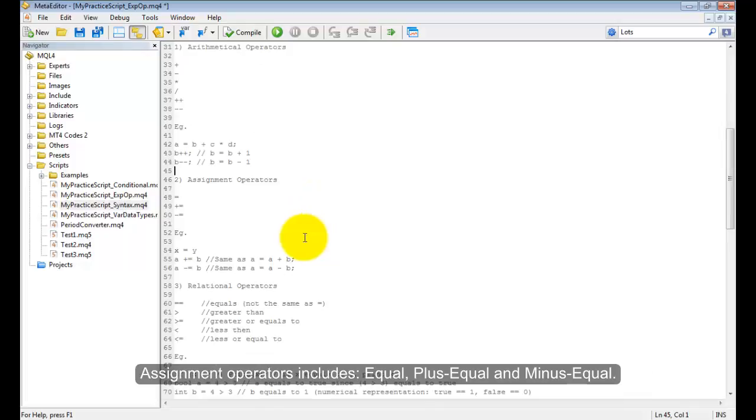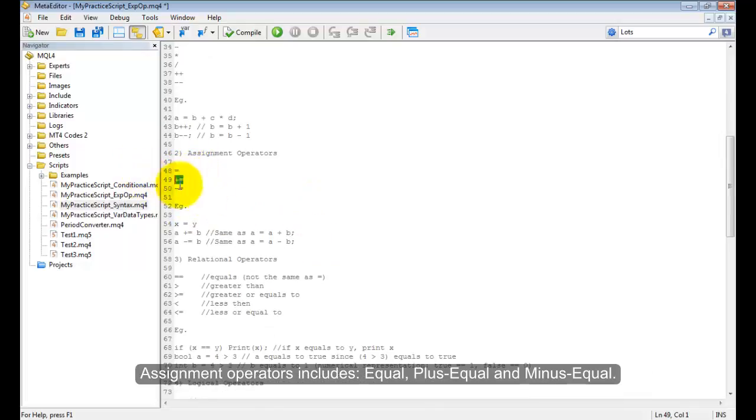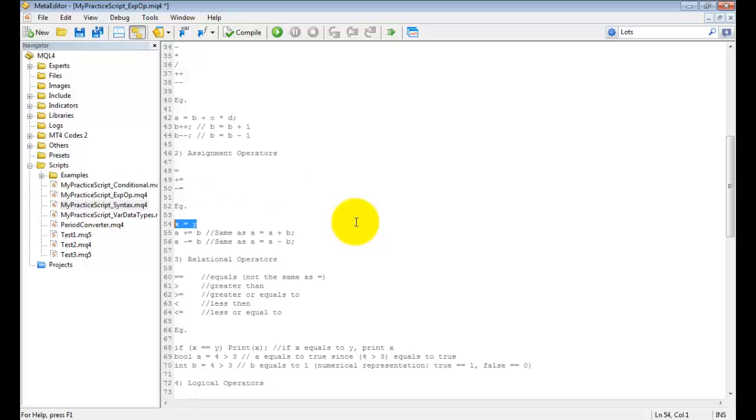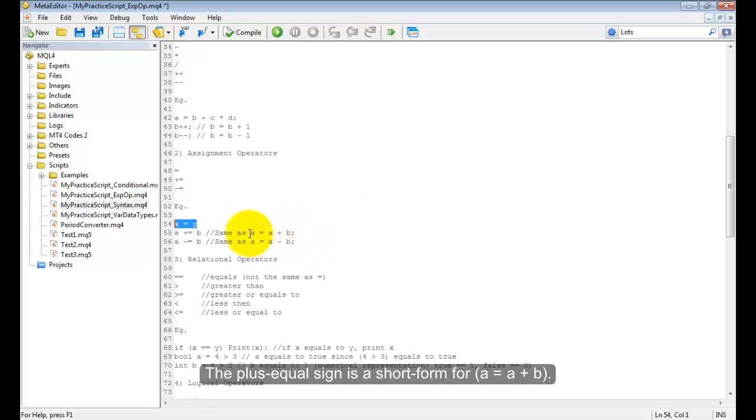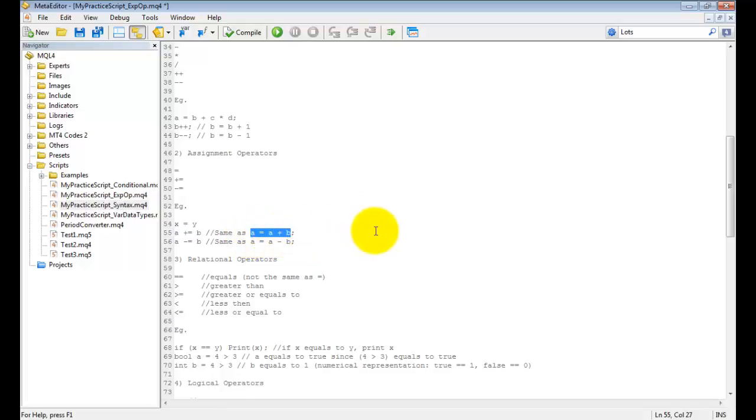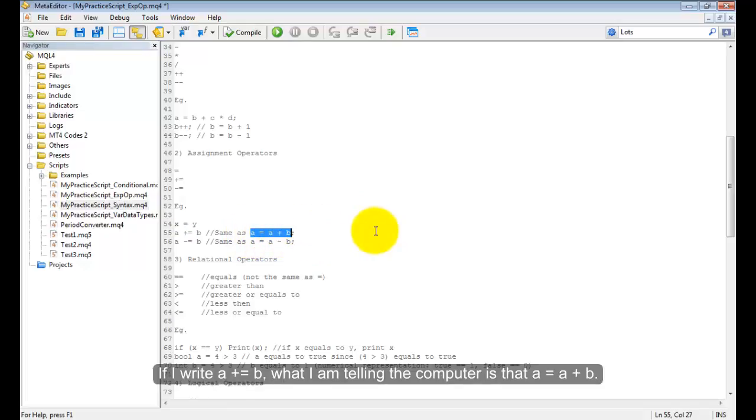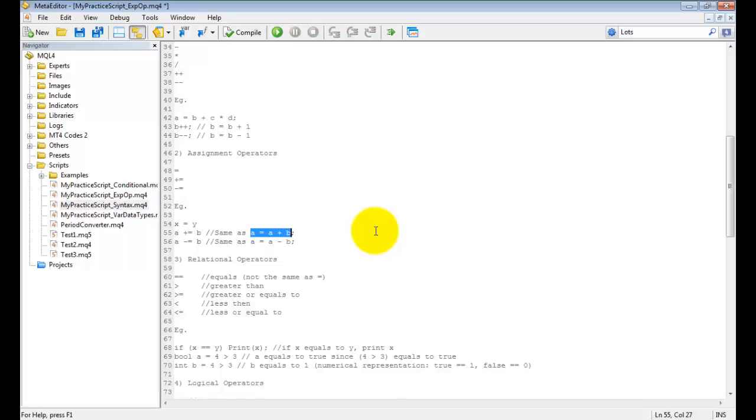Assignment operators, our equal, plus equal, and minus equal. So the equal sign will mean assign the right hand side value to the left hand side. The plus equal sign is actually a short form for this. If I put a plus equals b, what I'm actually telling the computer is a equals to a plus b. Same thing for minus equal. If I put a minus equal b, what I'm actually saying is a equals to a minus b.